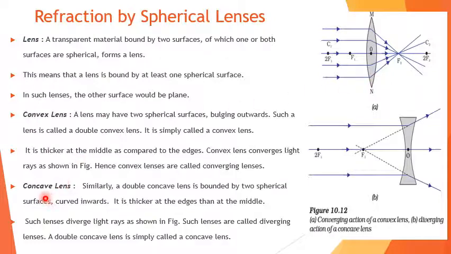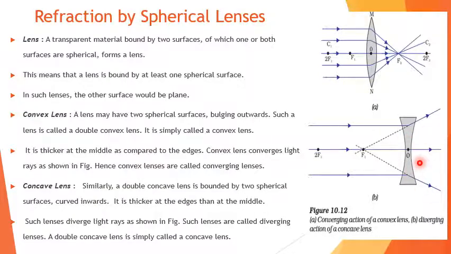Then concave lenses. Similarly, a double concave lens is bounded by two spherical surfaces curved inward. You see, these spherical surfaces are curved inside. It is thicker at the edges than at the middle. Here and here it is thicker, whereas here it is thinner. Such lenses diverge light rays as shown in the figure. Light rays coming here go away from the lens. This is called divergence.